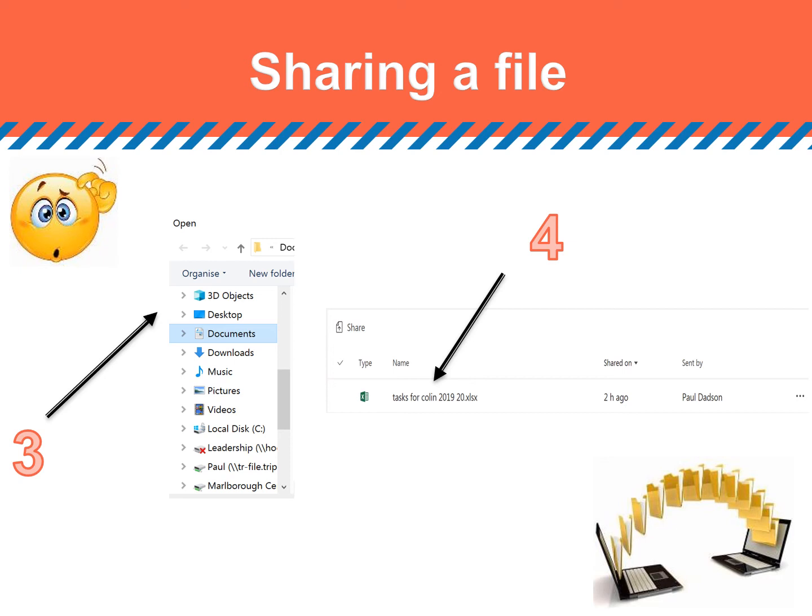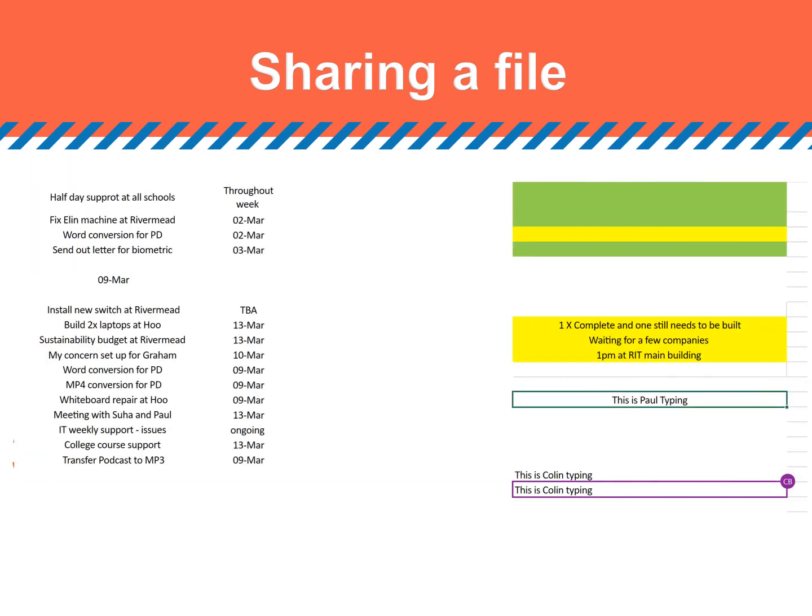Once I click onto the part that says task for Colin, you'll see that it appears in my Teams under share. All we need to do then to access that is to double click on the file, and you'll see it opens the file within Teams. Here you can see that my document was the jobs that I wanted Colin to be doing during this week.